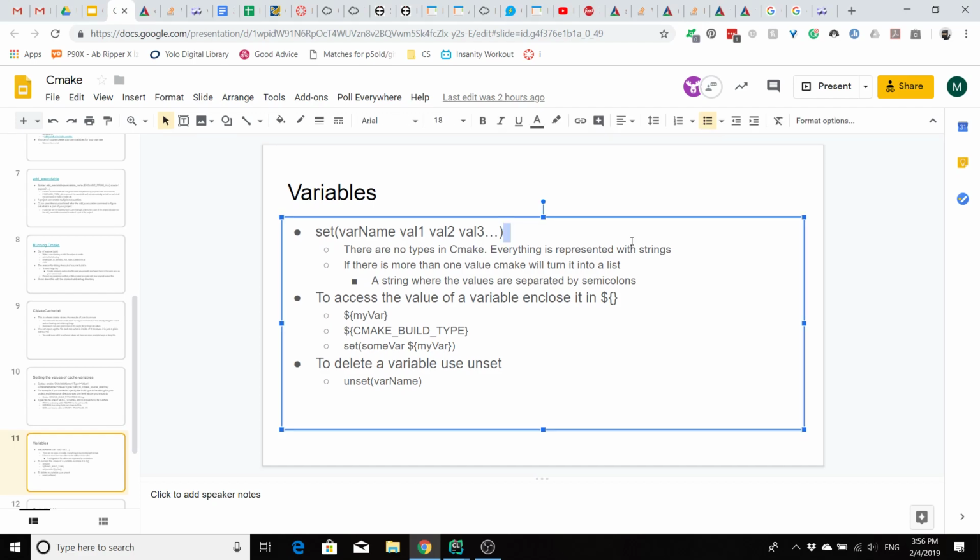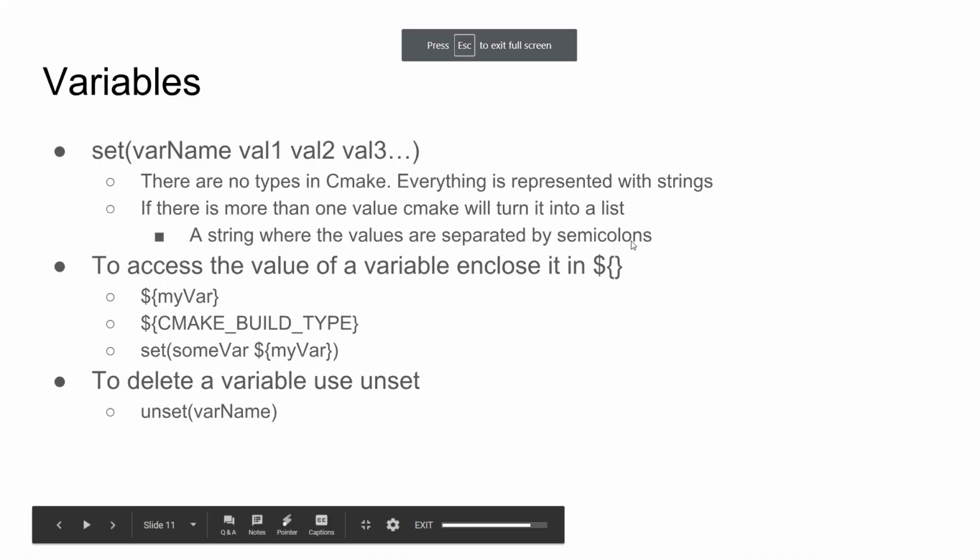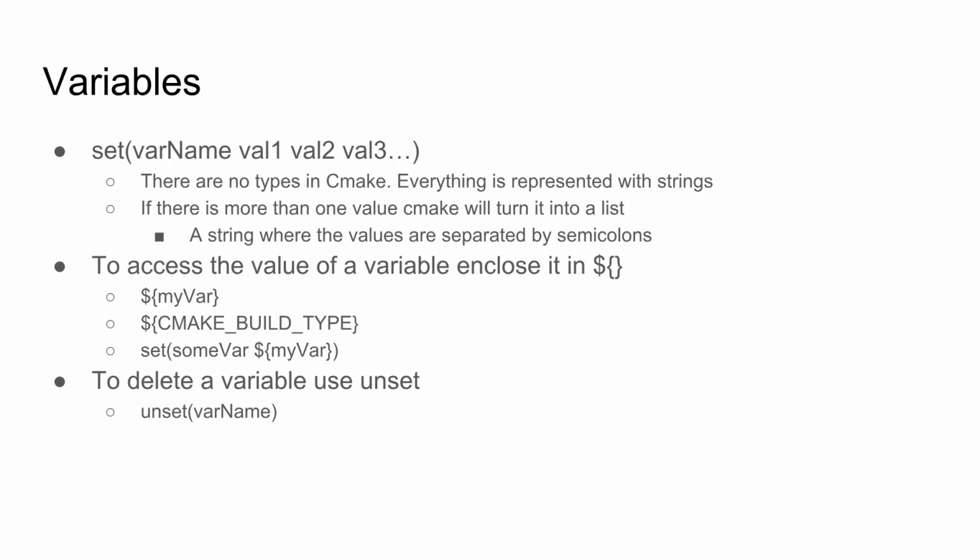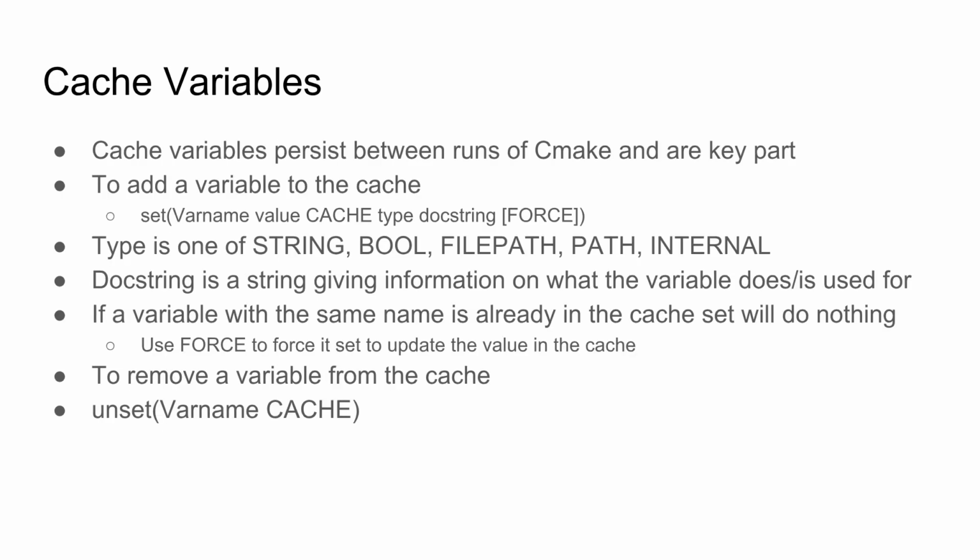Sometimes there's a variable value that you might want to save, and you might want to put it in the cache, because these normal variables only last while CMake is running, but you might want something to persist after, perhaps to be used in the build. So if you want to set a value in the cache, it's set, the variable name, its value. Then you say CACHE to say it goes into the cache. And then the type of the variable: string, bool, filepath, path, or internal. And then a docstring, which is just some information about the variable, what it's used for.